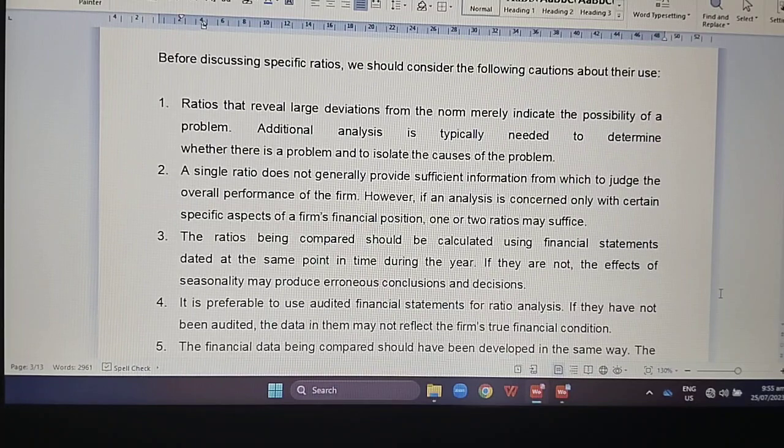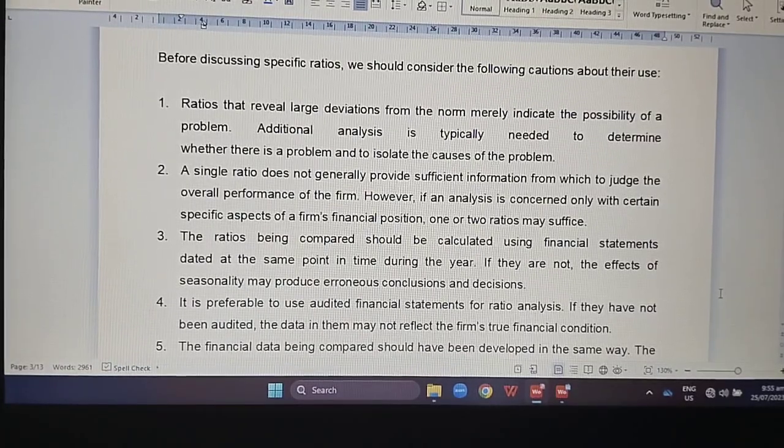The ratios being compared should be calculated using financial statements dated at the same point. Yun. Hindi pwedeng, di ba, katulad ng mga nagsasabi, nakakatawa, kino-compare nila yung presyo ng gasolina noon at ngayon. Ang laki ng diferensya nung noon sa ngayon. Sabi, nung panahon ni ganito, ganito lang ang gasolina. Panahon ni ganito, ganito gasolina. Magkaiba naman yung market condition nun. Magkaiba yung time. Although parehong gasolina, pero magkaiba yung market condition nun. So, hindi yun tamang i-compare. Maling-mali.